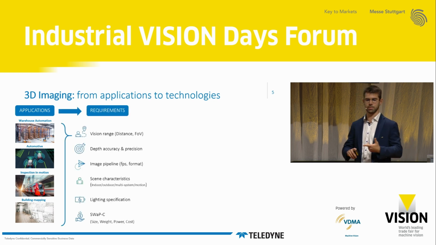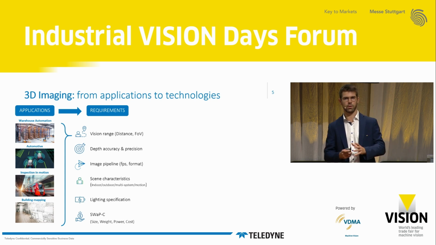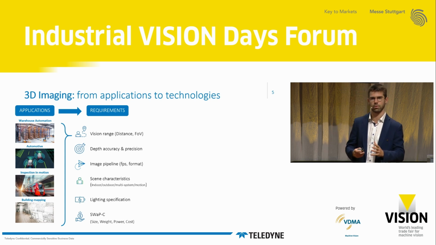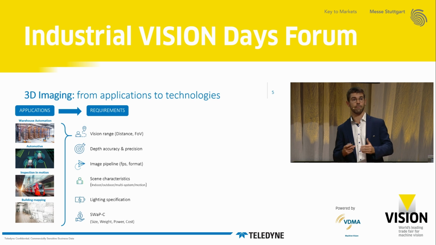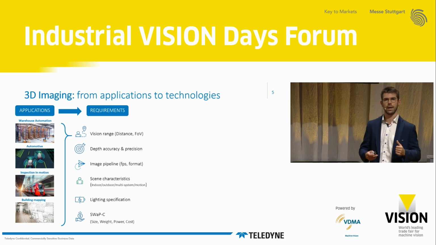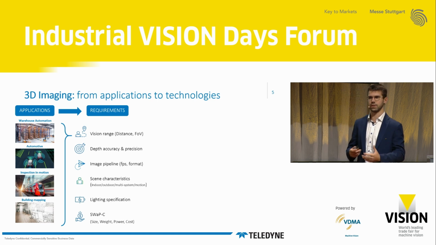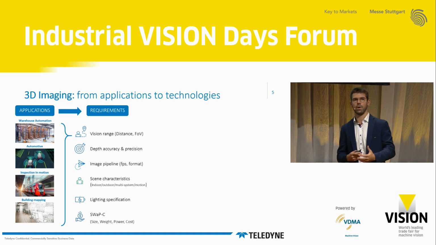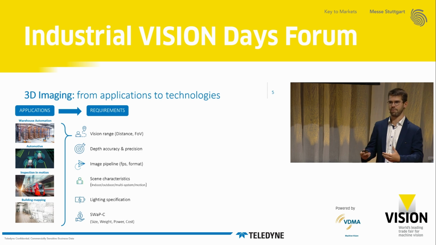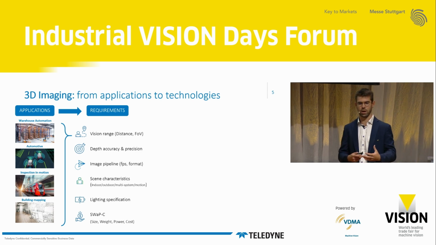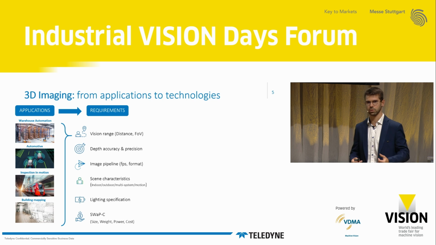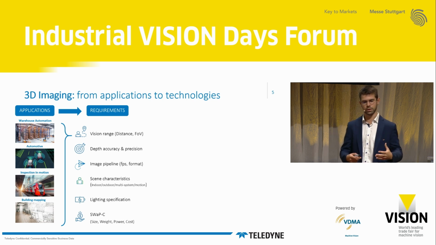whether that is in terms of vision range, so how far you need to see, the field of view, also the levels of accuracy and precision that one needs to reach, the format and the speed at which the images need to be taken out of the system, also the scene characteristics, so whether the objects are very reflective, if they have textures or not, if we're exposed to other illumination sources, outdoors, indoors.